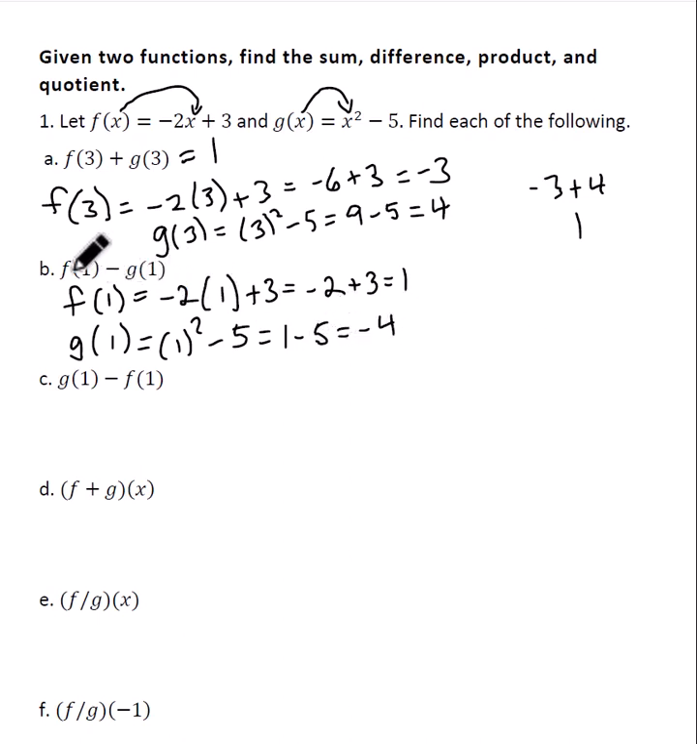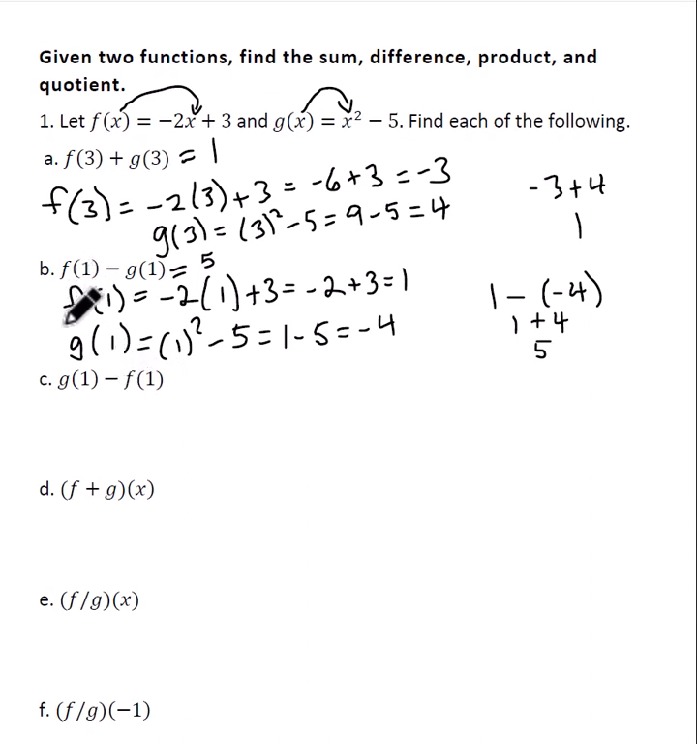Then we need to do f of 1 minus g of 1. That's 1 minus a negative 4. 1 minus a negative 4 becomes 1 plus 4, which is 5. So this equals 5.